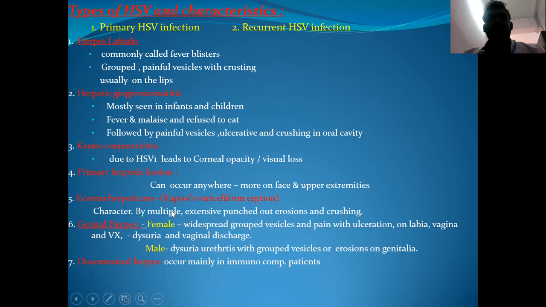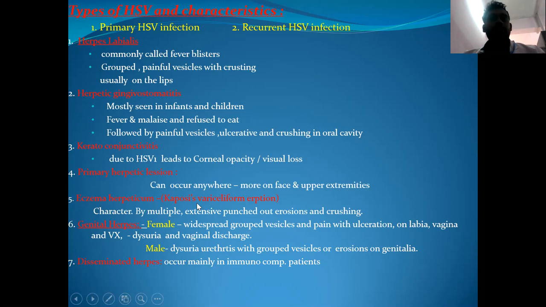Then apart from that, there is this entity called Kaposi varicelliform eruption or eczema herpeticum. It is characterized by very disseminated, extensive, multiple punched out erosions and crusting. It is predominantly seen in people who are taking immunosuppressants or having some form of immunodeficiency. So it's again a dermatological emergency. The patient should be admitted here and has to be given acyclovir by the intravenous route.